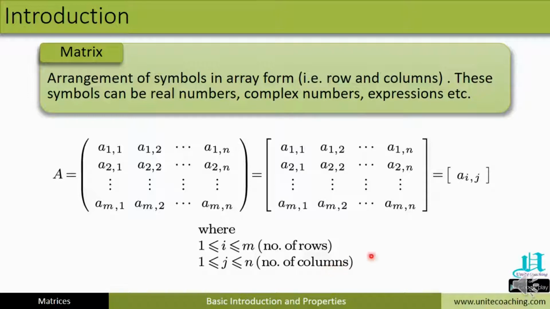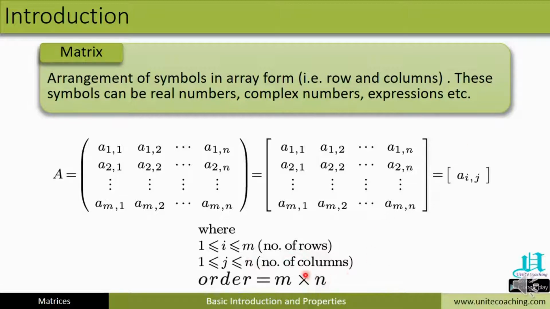So this is how we represent a matrix. Now we talk about another term called the order of a matrix. This is a very special term that we assign to the matrix. We define the order of a matrix as number of rows into number of columns. So order is equal to m into n, where m is the number of rows and n is the number of columns.